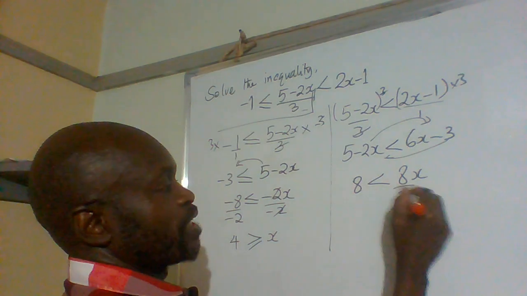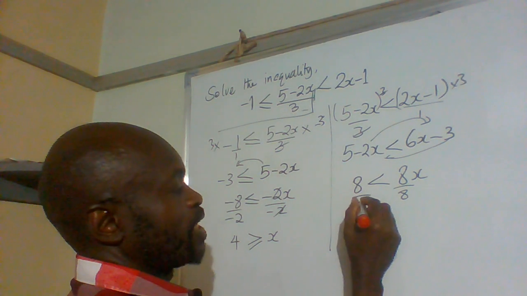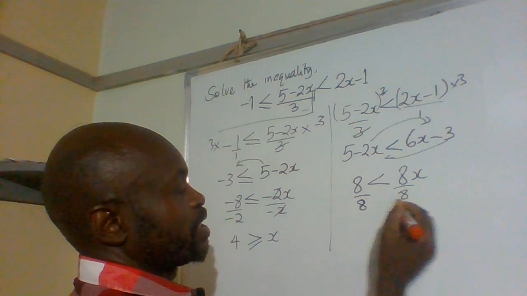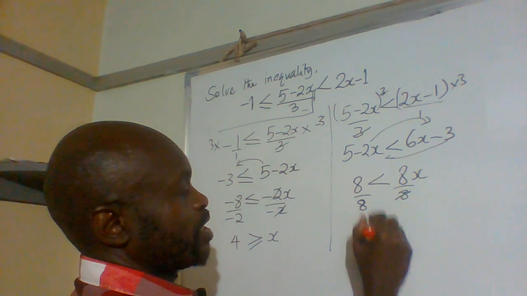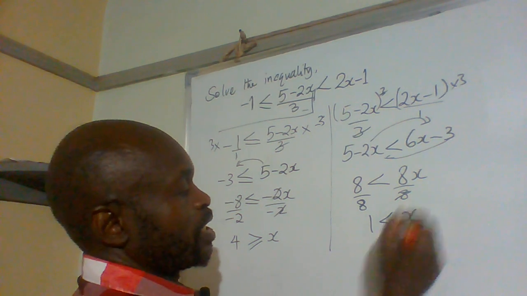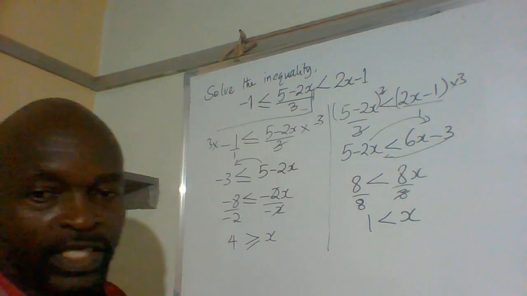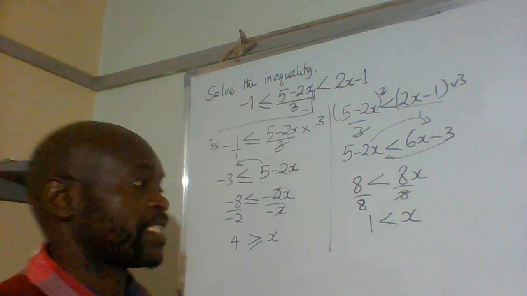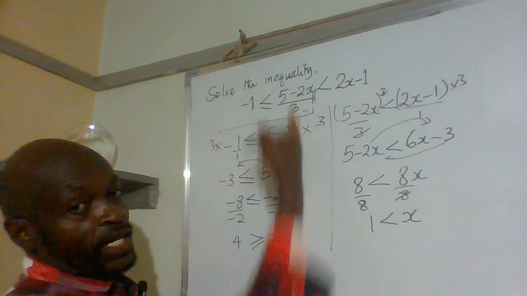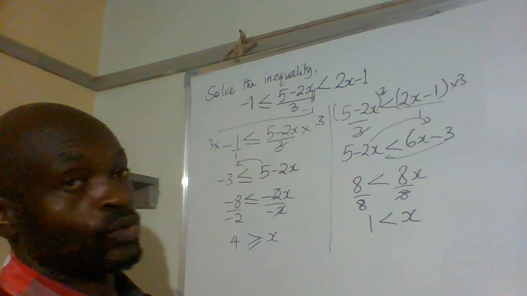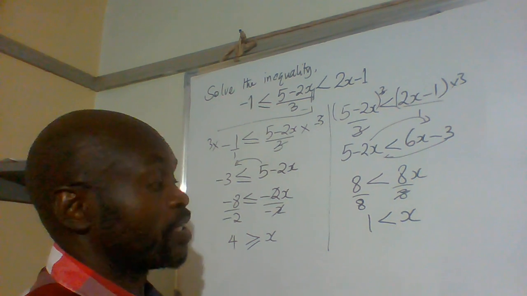Now we divide both sides by 8 because we want the value of x. So in this case, x is greater than 1, or we can say 1 is less than x. So these are the two solutions that are attached to that one inequality that we have.